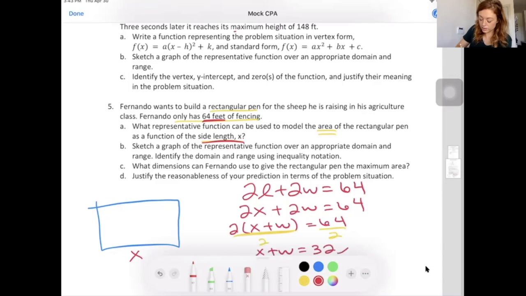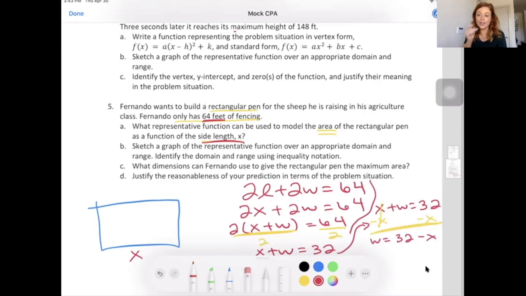Okay, and then let's swing over here. So x plus w equals 32. Then I'm going to subtract x from both sides, because I want to get w by itself. So that goes away, and I'm left with w equals 32 minus x. So I now know my width is 32 minus x.